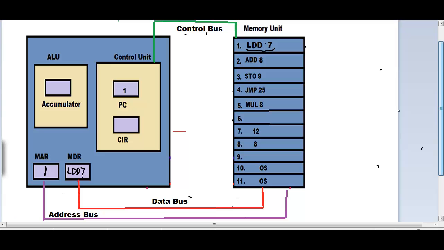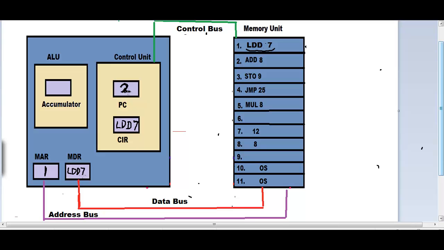When the next clock cycle comes, this instruction which is lying in the MDR is now copied into the CIR. So LDD 7 is now copied into the CIR. At this stage the fetch cycle has been completed. Now the program counter increments itself by 1 to point to the next instruction that is going to be fetched. So the value of the program counter becomes 2 instead of 1. The program counter value is incremented by 1, so the value of the program counter becomes 2.